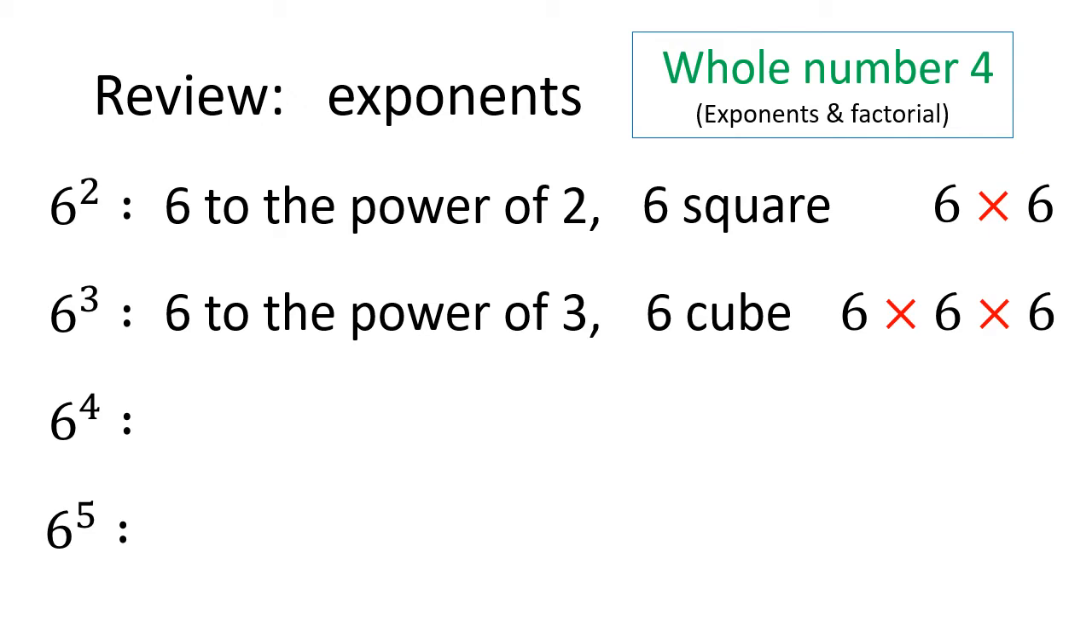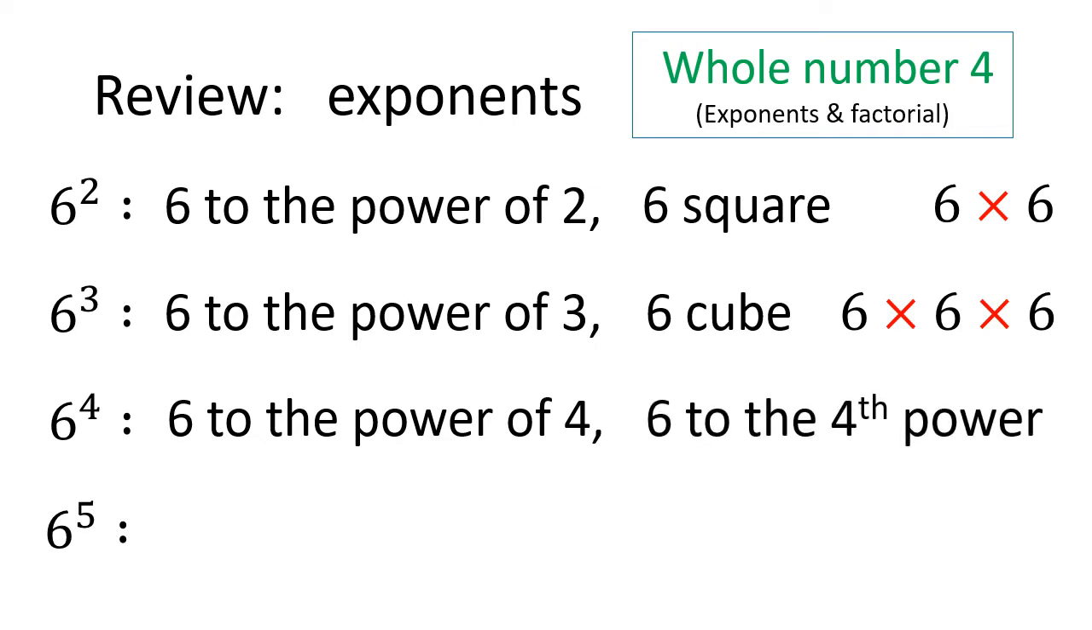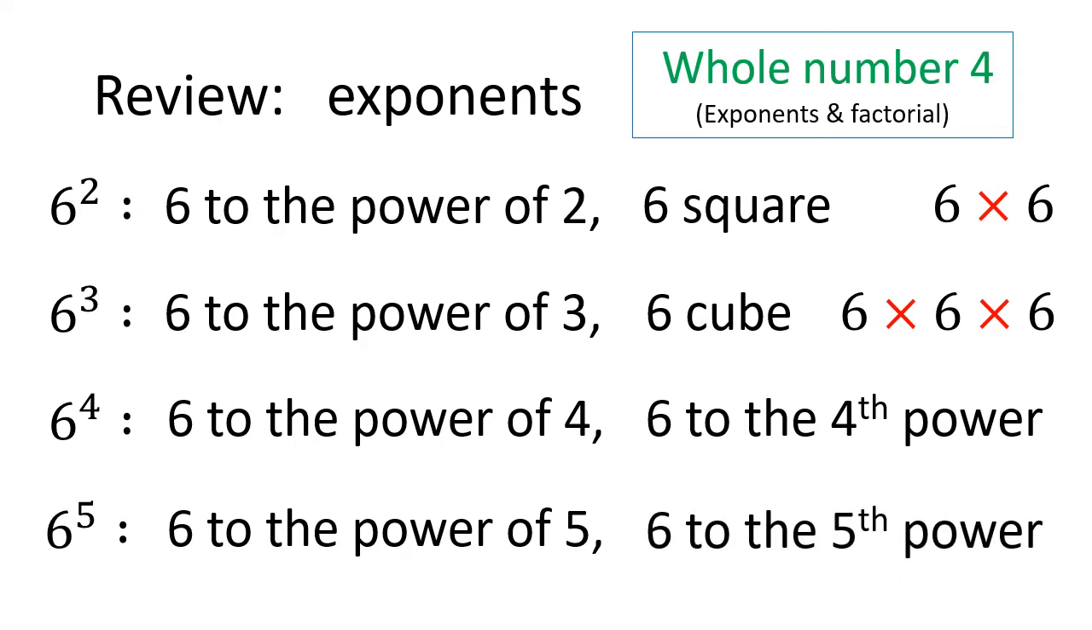6 with a little 4 is called 6 to the power of 4, or 6 to the 4th power. This means multiplying 6 4 times. 6 with a little 5 is called 6 to the power of 5, or 6 to the 5th power. This means multiplying 6 5 times.